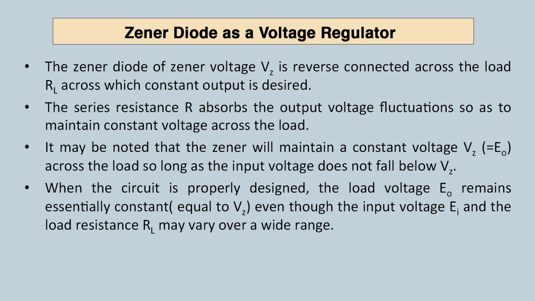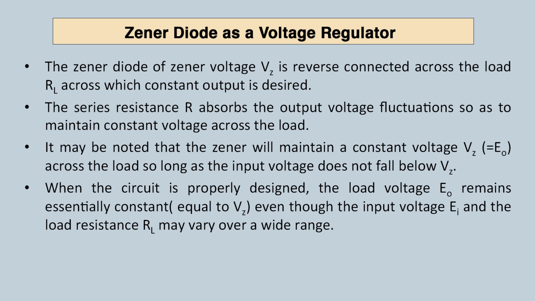The Zener diode of Zener voltage Vz is reverse connected across the load RL, across which constant output is desired. The series resistance R absorbs the output voltage fluctuation so as to maintain constant voltage across the load. It may be noted that the Zener diode will maintain a constant voltage Vz across the load, which is equal to the voltage E0. So, it will remain so as long as the input voltage does not fall below Vz.